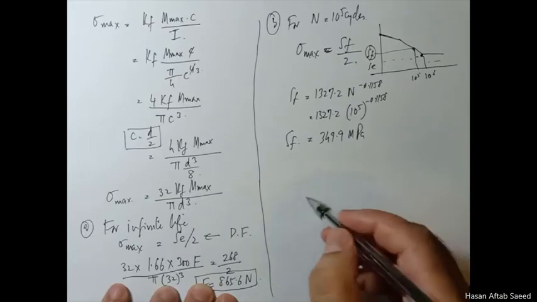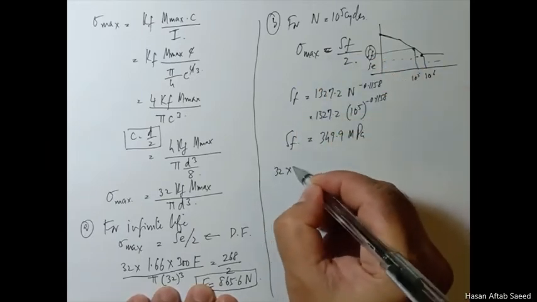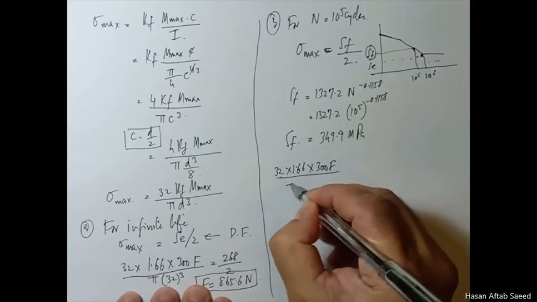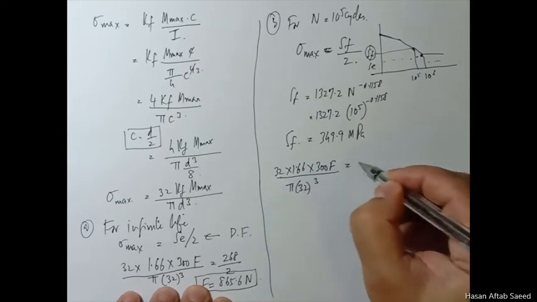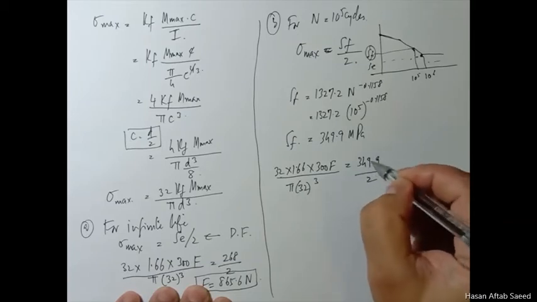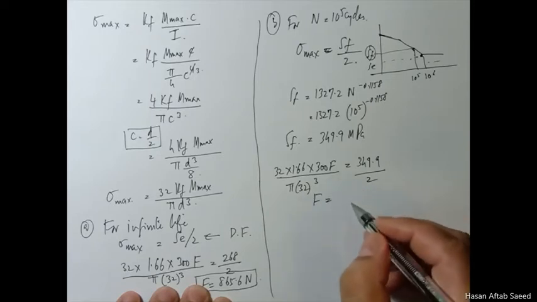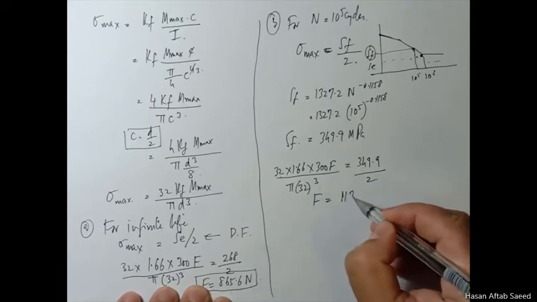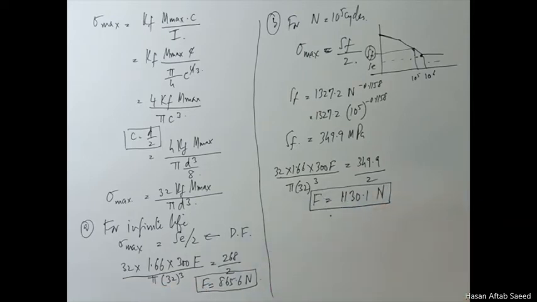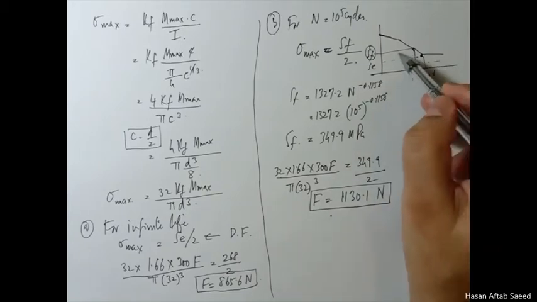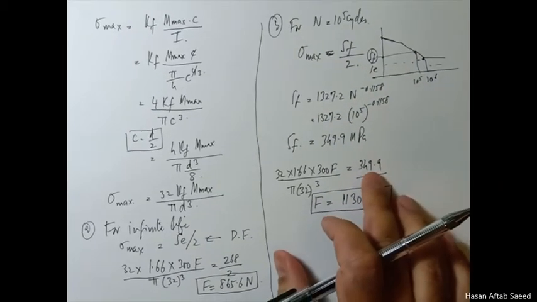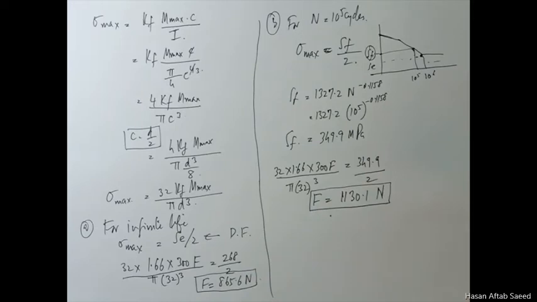Now we make the same comparison that we did here. 32 into 1.66 into 300 F over pi 32 power 3. And here on the right hand side, instead of 268, now we can afford to put 349.9. So basically, we are going higher. So you should expect a value of F bigger than this one, which turns out to be, if you calculate, this is the value of F. Now, obviously, if you're talking about less life, you can apply a higher load, which will basically result in a higher stress. So it makes sense. Now, just food for thought.